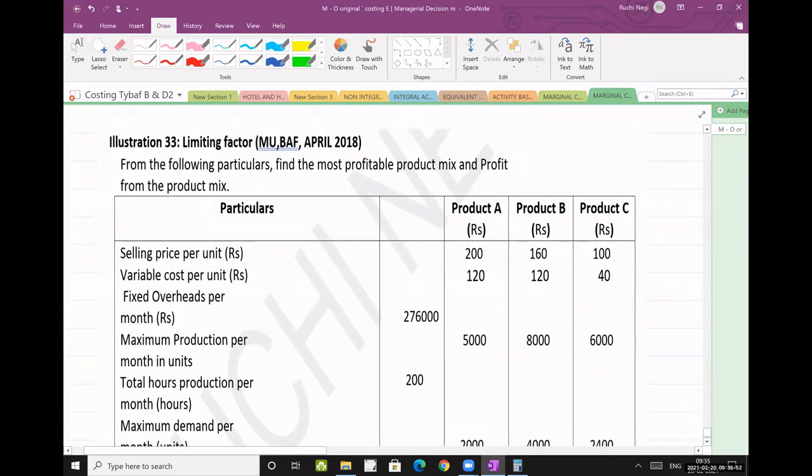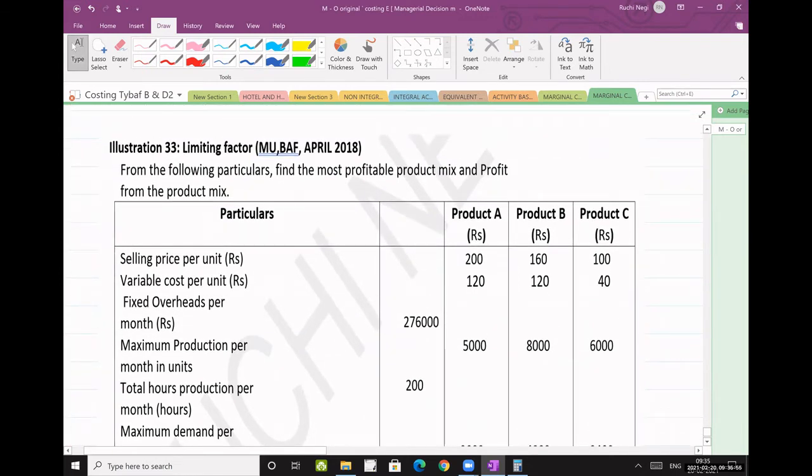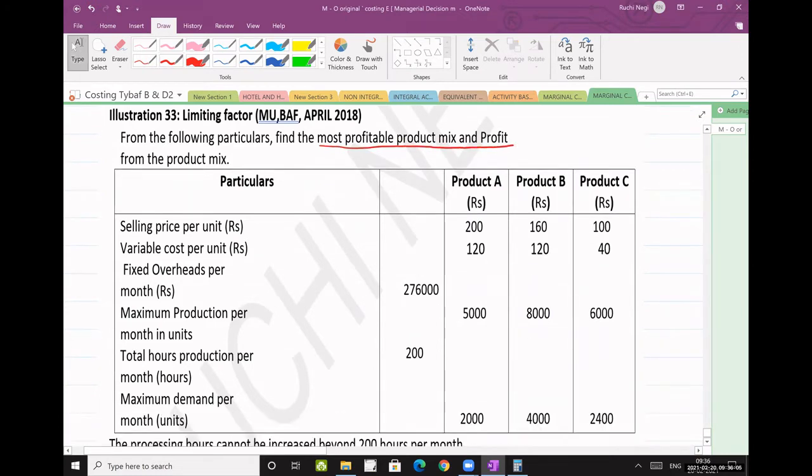Question number 33. From the following particulars, find the most profitable product mix and profit. Selling price is given to you: 200, 160 and 100.